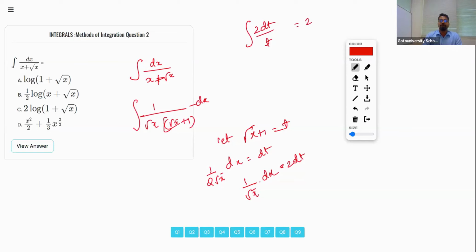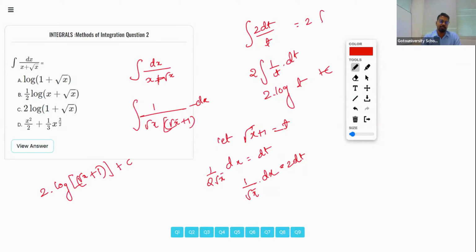Let me take 2 outside. And the integral of 1 by t into dt is how much? It is actually logarithm of t plus c. So let 2 be as it is, logarithm be as it is, but in the place of t, we should replace it by our root x plus 1, the entire thing, plus c.